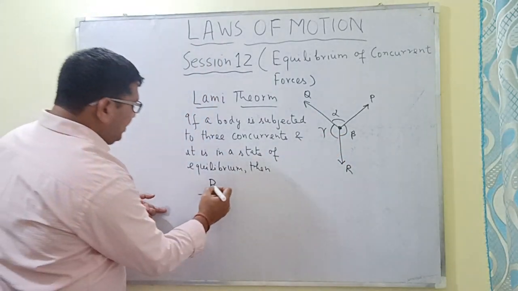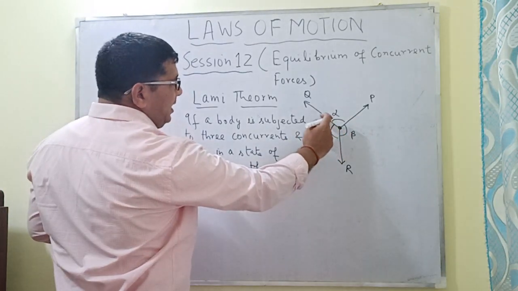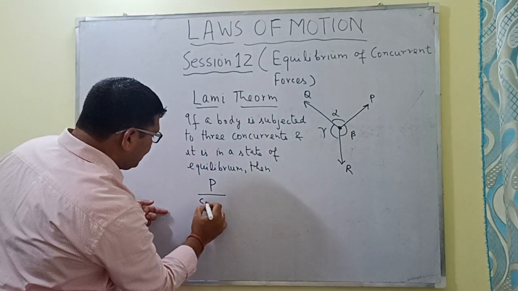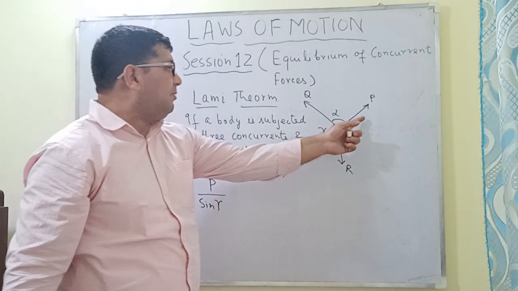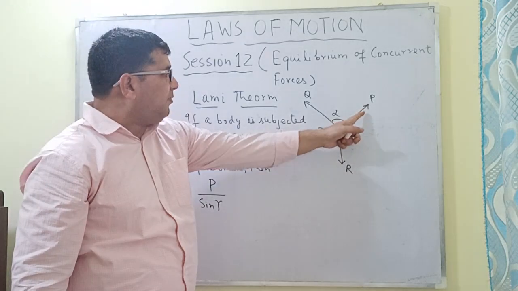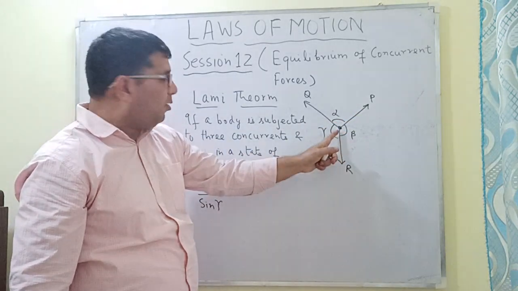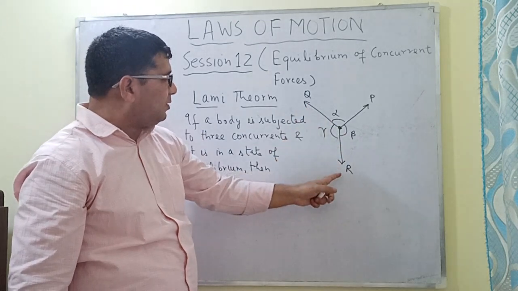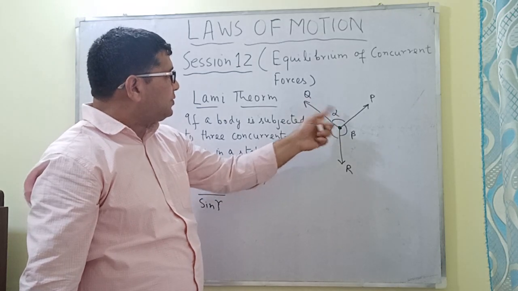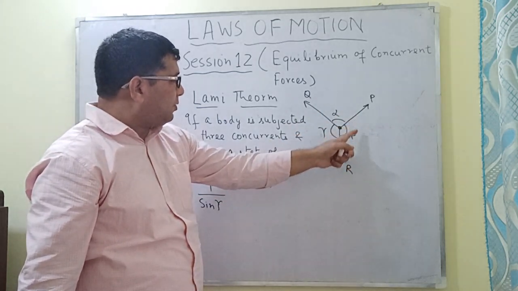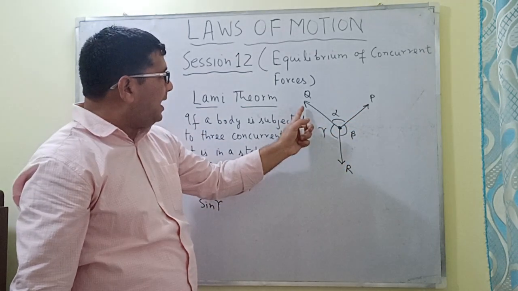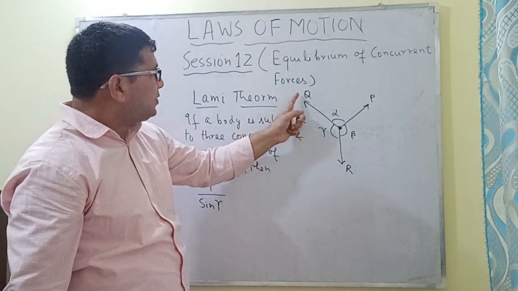Then the magnitude of this force P divided by sine gamma, that is the angle which is just opposite this force P. So this is the force P which is exerted on this point of an object. This is the force Q and this is the force R. Now alpha is the angle subtended by these two forces, Q and P. Beta is the angle subtended by the forces P and R, and gamma is the angle subtended by the forces Q and R.